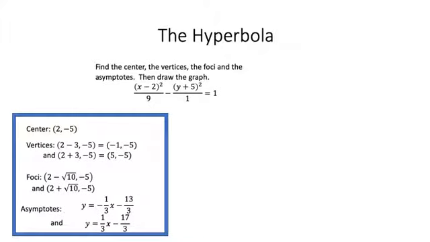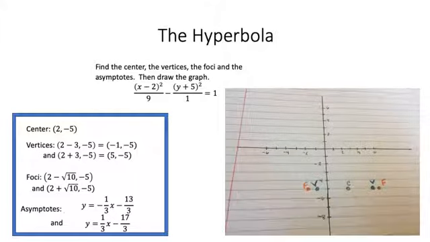So just like I showed you in the previous screencast, I start by graphing the center, the vertices, and the foci. So this center is at 2, -5. The vertices, remember, at -1, -5, that's graphed here, and at 5, -5, that's graphed here.